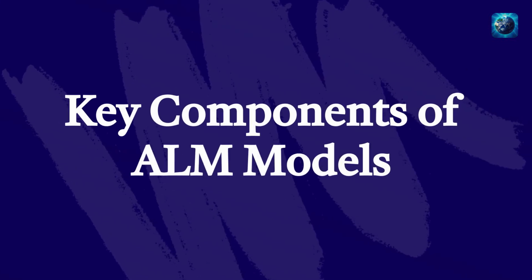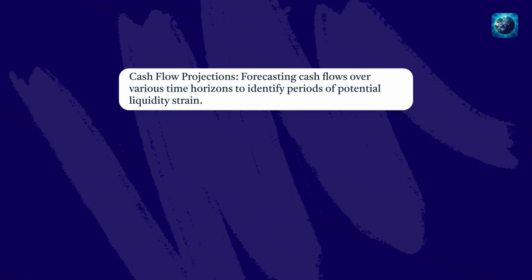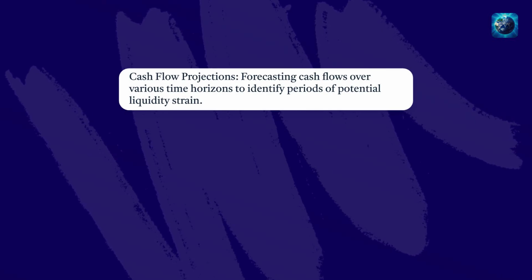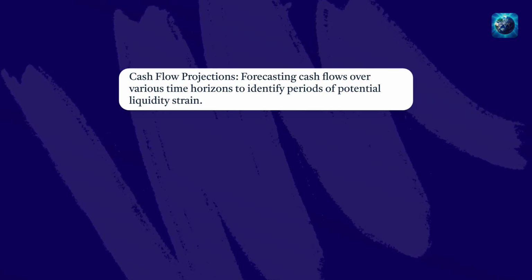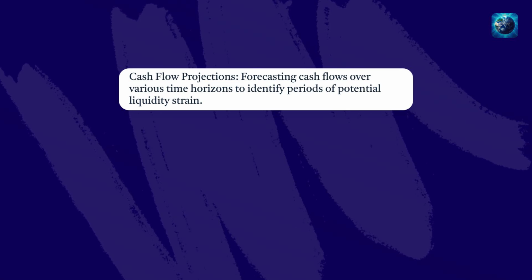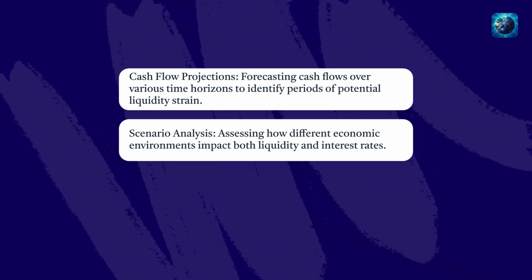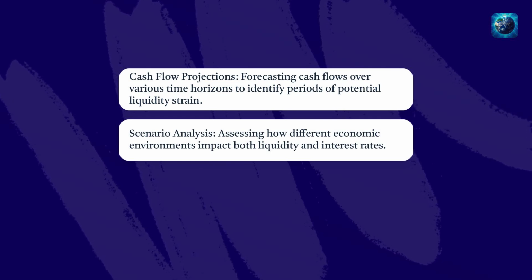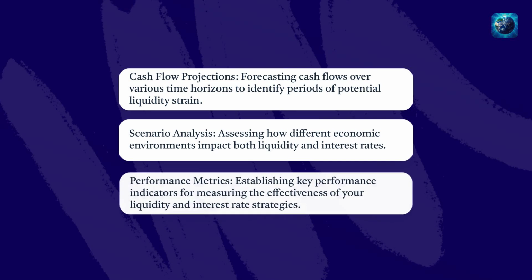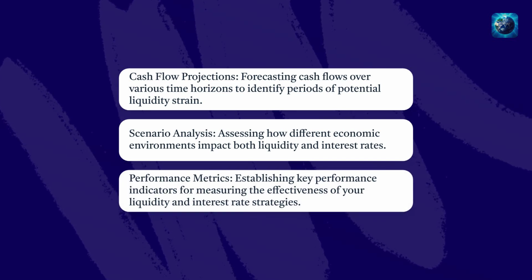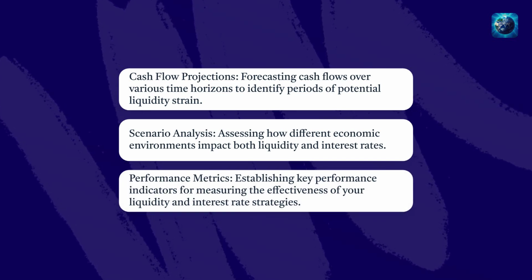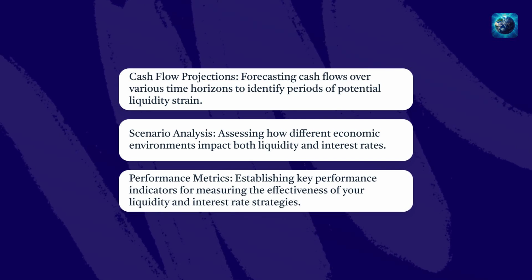Key components of ALM models. Cash flow projections. Forecasting cash flows over various time horizons to identify periods of potential liquidity strain. Scenario analysis. Assessing how different economic environments impact both liquidity and interest rates. Performance metrics. Establishing key performance indicators for measuring the effectiveness of your liquidity and interest rate strategies.